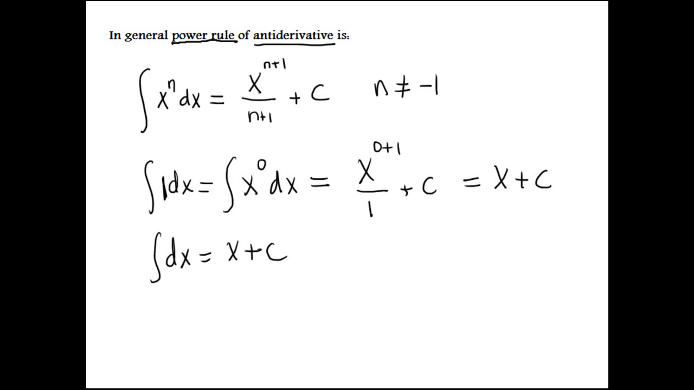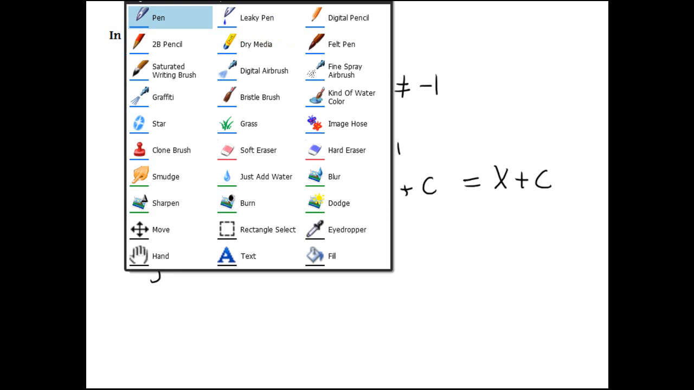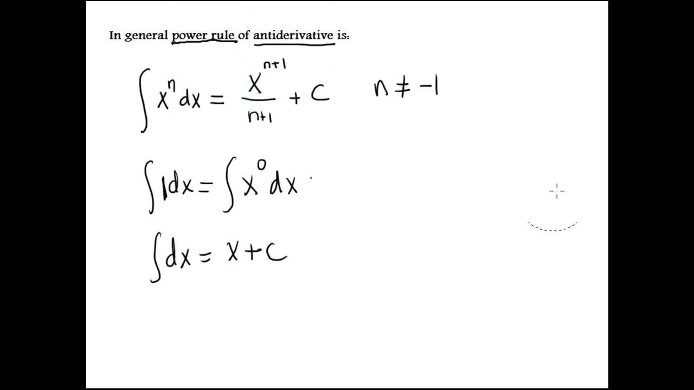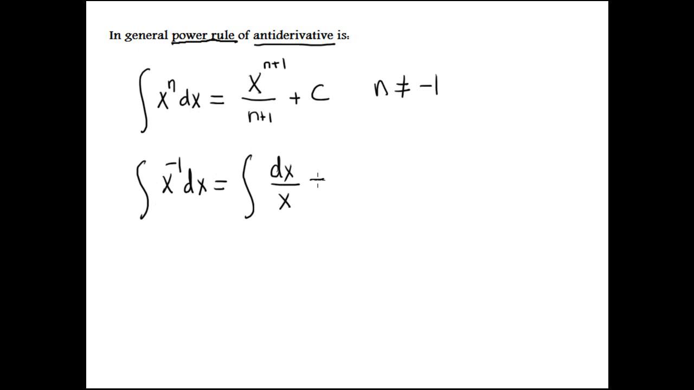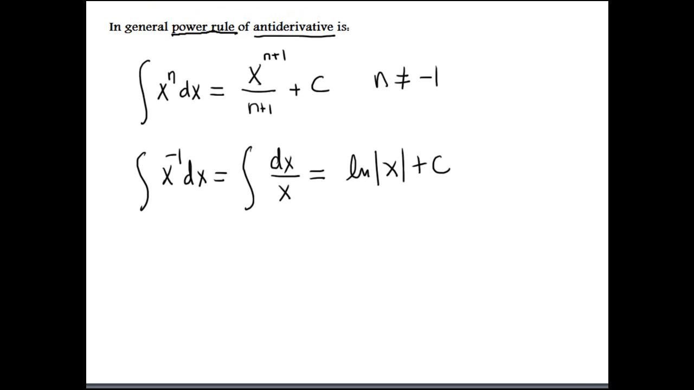Okay, another important case is when the exponent is -1, it's special. It is the integral of x to the minus 1 dx. This is the integral of dx over x, reciprocal, negative exponent. So you ask, what is the function whose derivative is 1 over x? It's natural logarithm, but natural logarithm of absolute value x plus c. Why absolute value? Well, let me try to explain. It's a little bit complicated.